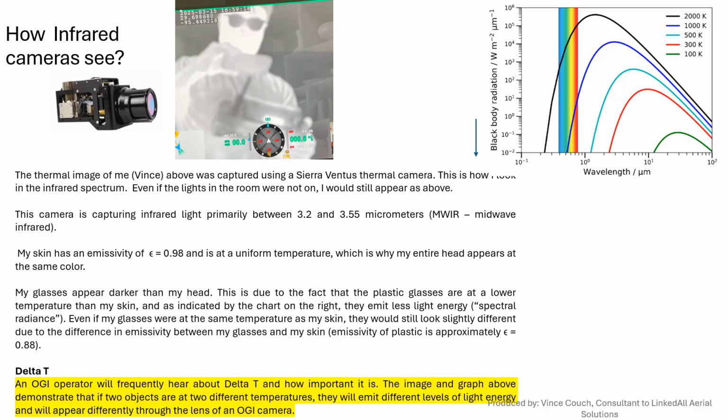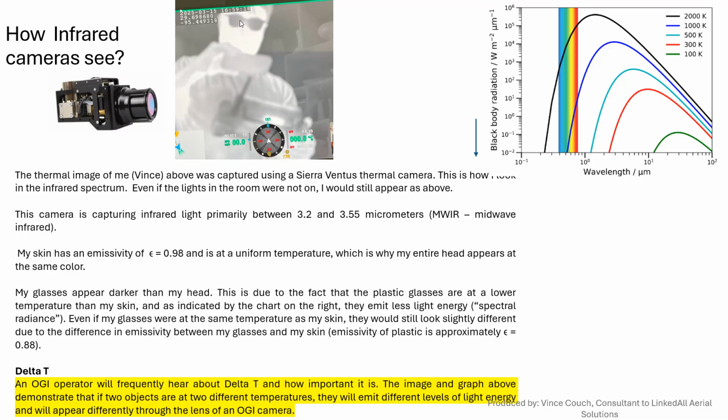How do infrared cameras see? Well, I've mentioned that already. This is a thermal image of me captured using the Sierra Ventus thermal camera. So this is how I look in the infrared spectrum. I'm very handsome, as you can see. Even if the lights in the room were not on, I would still appear like this. This was taken during the day. This camera is capturing infrared light primarily between 3.2 and 3.5 micrometers, or microns. My skin has an emissivity of 0.98 and is at a uniform temperature, which is why my entire head appears the same color, because it's got the same temperature and same emissivity.